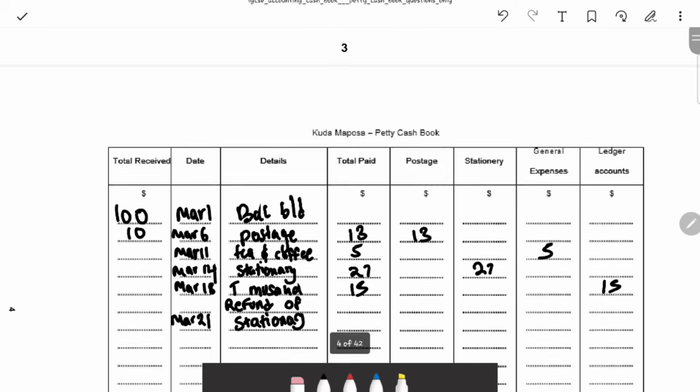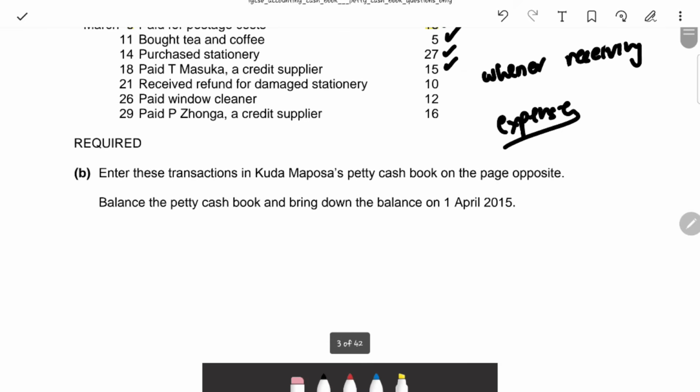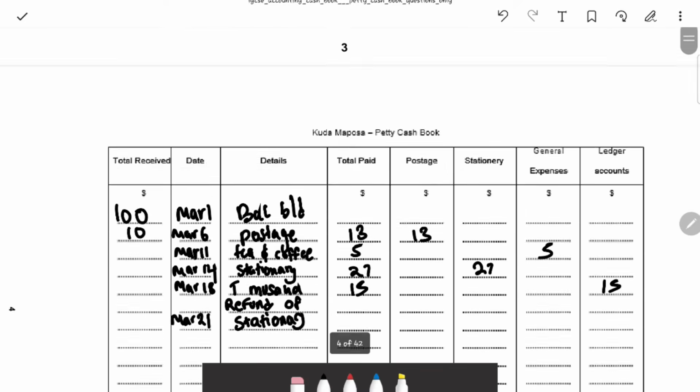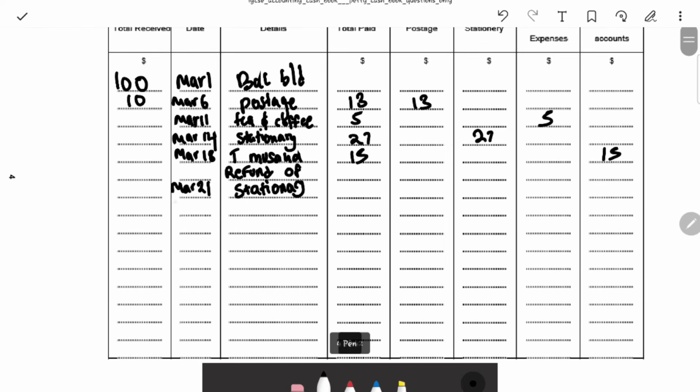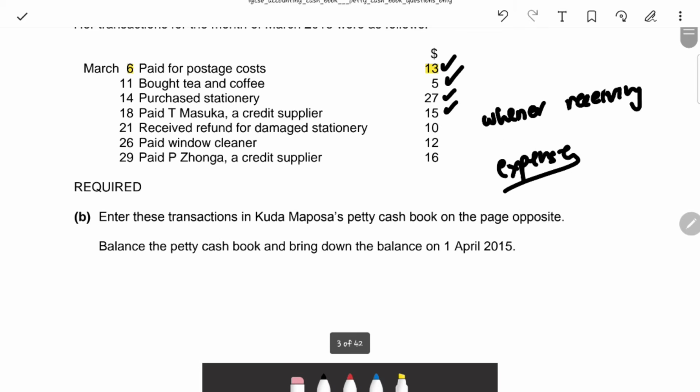Okay, so let's move on to the next one. We are now paying the window cleaner on 26th, so quite straightforward. On March 26th, you can say window cleaner. We are paying him a total of $12, and this should be in the general expenses, because the window cleaner should be in the general expenses.